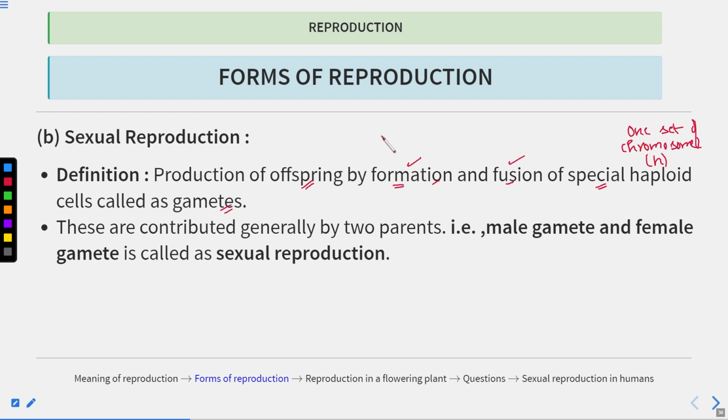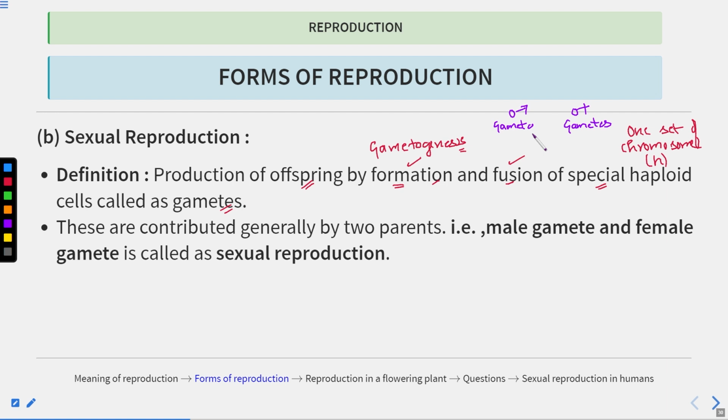The formation of gametes is known as gametogenesis. First, the gametes are formed. Here, male gamete as well as female gamete are formed. This is how you represent the male, and this is how you represent the female. One is the male gamete, another one is the female gamete. So two gametes are formed, meaning two parents are involved, one male and one female. In asexual reproduction, one parent was involved.